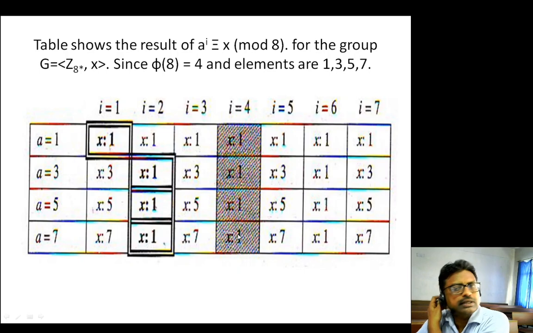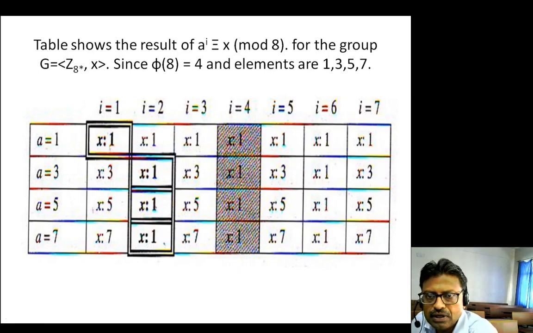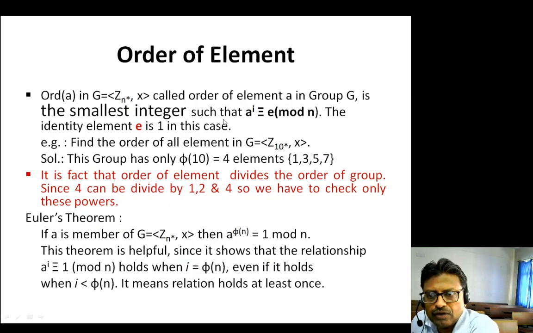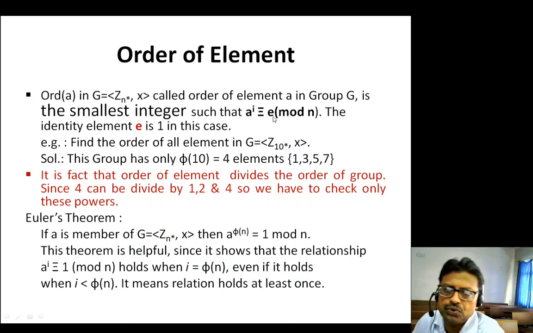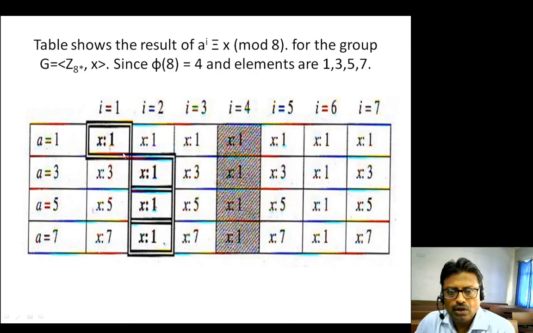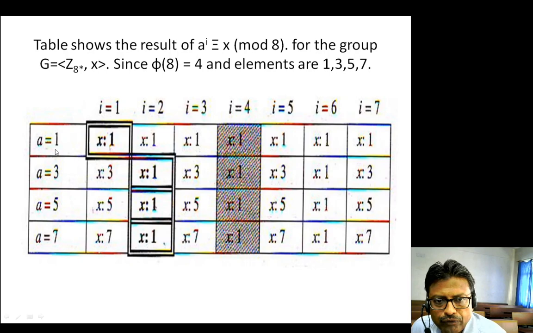So it means it is happening at least once, but the definition of the order of an element says that the order of the element is the smallest integer i such that a to the power i is equal to e mod n. So here 1 to the power 1 is 1. 1 to the power 4 is 1. Now we have to find out the smallest integer.